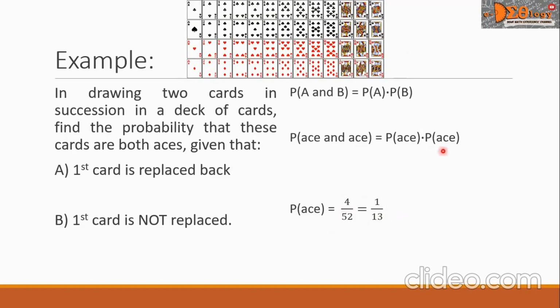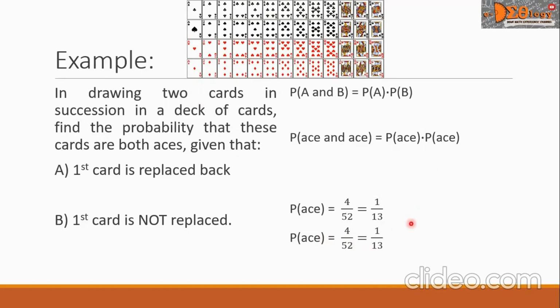Let us take the probability of the second ace. And this is P of A's equals, again, 4 over 52. Remember, we replaced back the card, and when we do that, there is still a total of 4 aces. And then, there will be a total of 52 sample space. And when we simplify this 4 over 52, it will be 1 over 13 also.